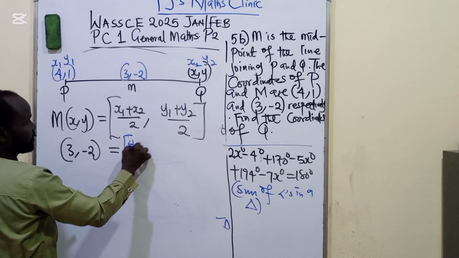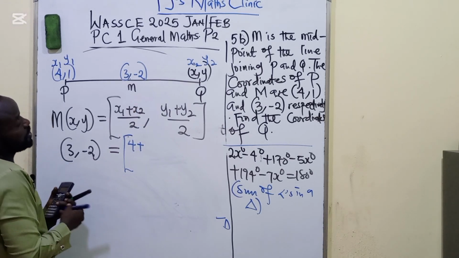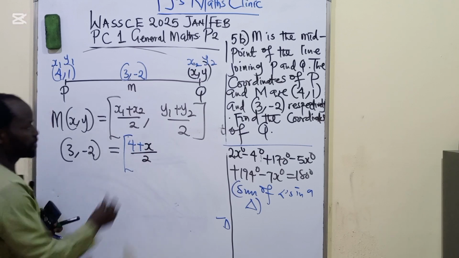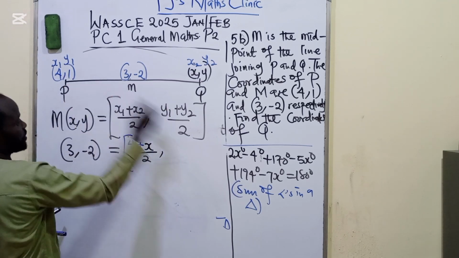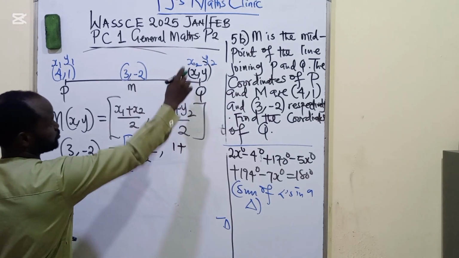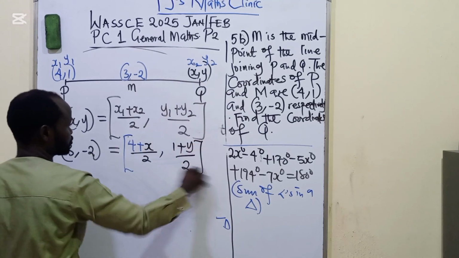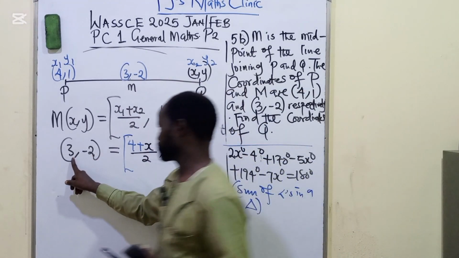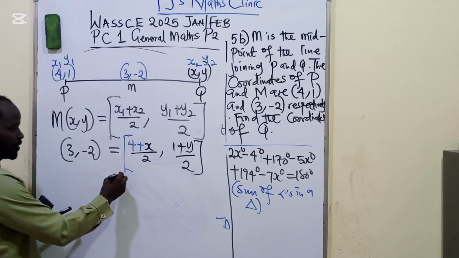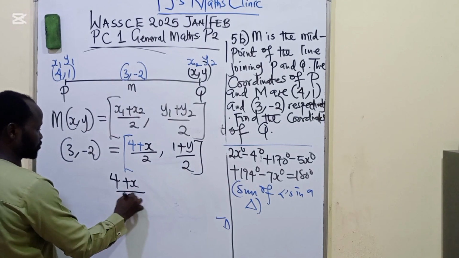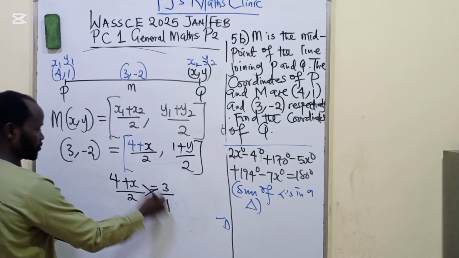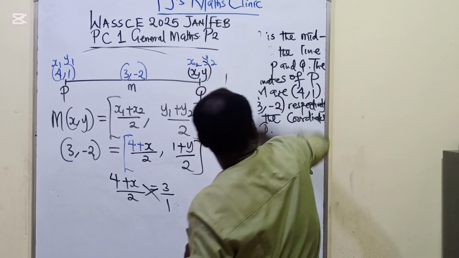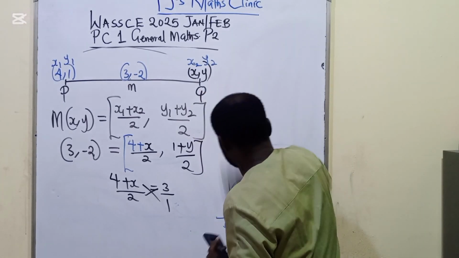X1 is 4. That will be 4 plus x2. X2 is nothing but x. That will be x divided by 2, comma y1. Y1 is 1 plus y2, y, divided by 2. The next thing for us to do is to compare. It means 4 plus x divided by 2 is equal to 3. Very important. Okay, 4 plus x divided by 2 will be equal to 3. We can cross multiply at this point. Let's move here so that we can achieve that.